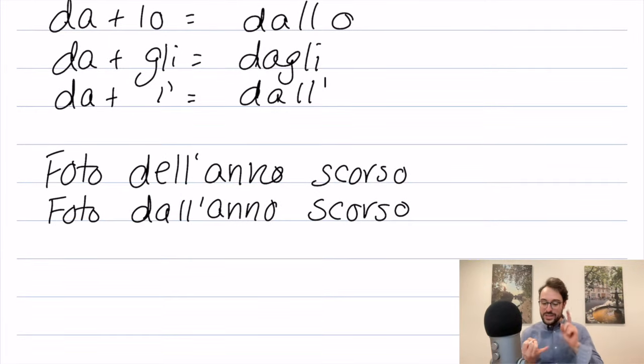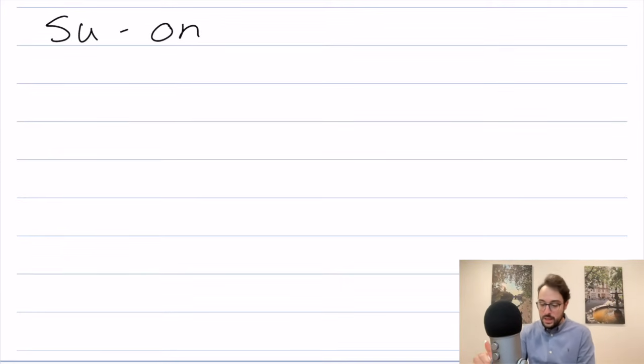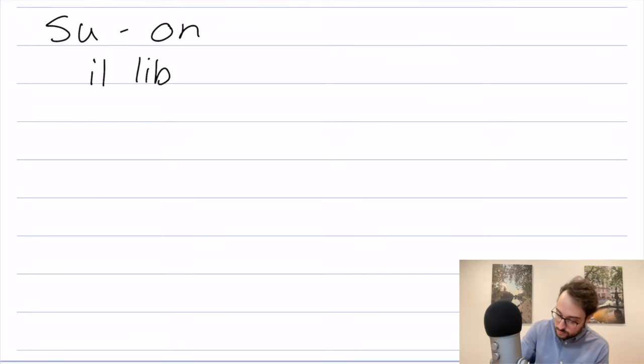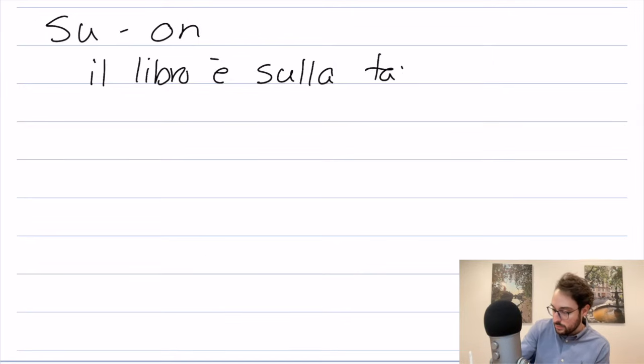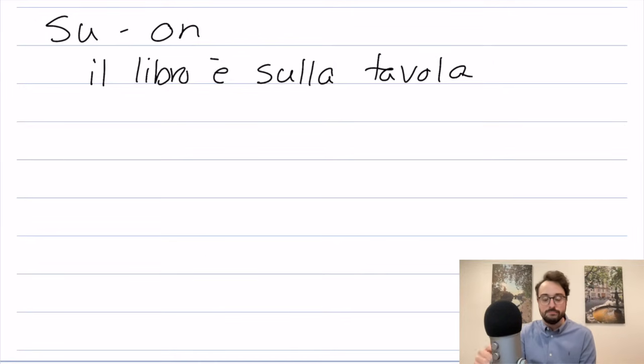Very nice. So we did in, we did a, we did di, we did da. Let's now do su. So su means on. If I said, for example, il libro è sulla tavola. The book is on the table. Il libro è sulla tavola. What are the articulated versions?